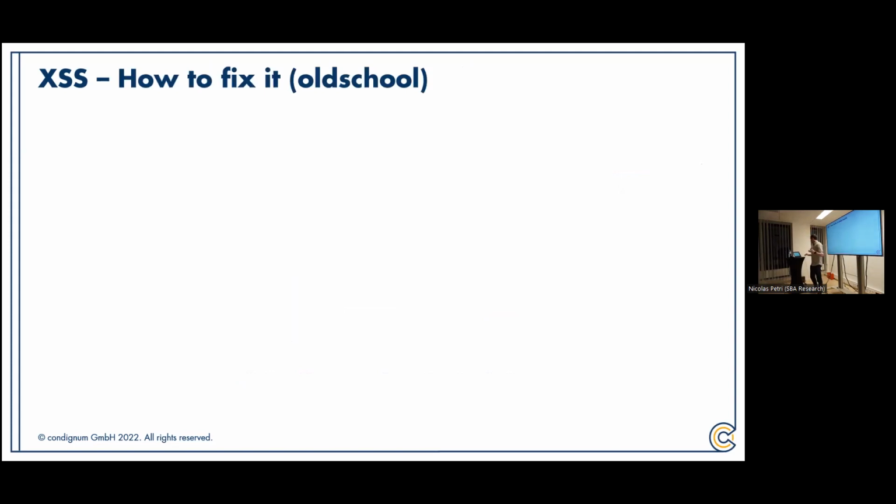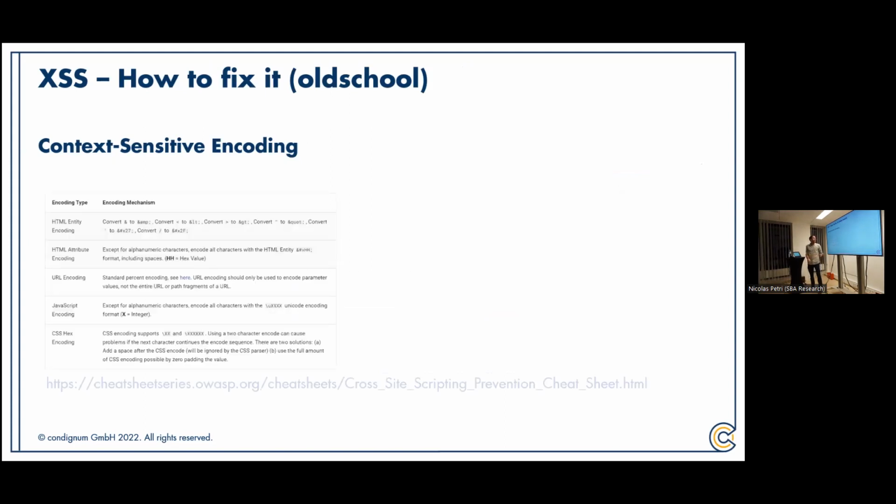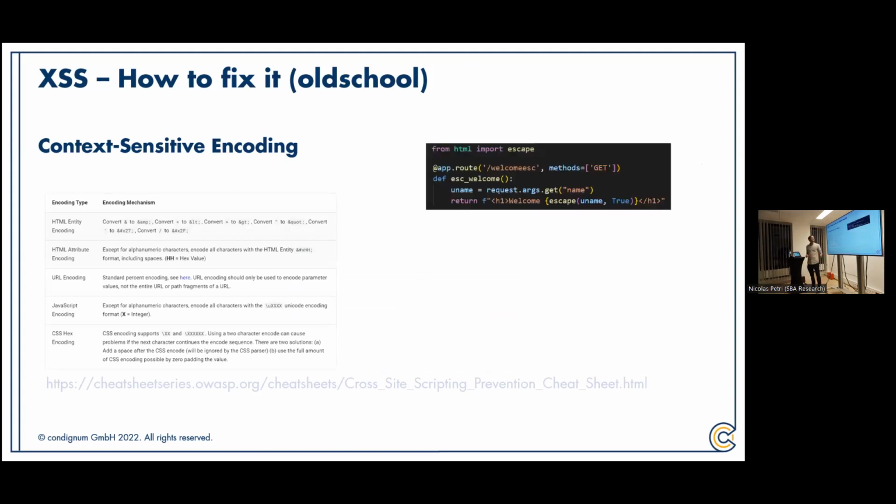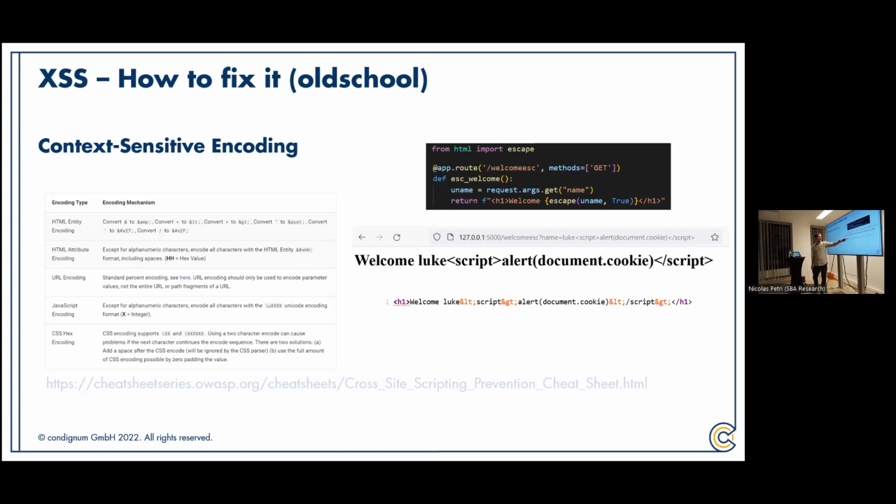How do we fix it? The old school way, either we do context-sensitive encoding, which is the strictest form. So we take all the structure elements like the backticks, all the HTML characters, and exchange them with their encoded versions. And we can do this, for example, for the HTML context with an escape function. We can just tell it, okay, please escape my username input here. And then the browser sees that this is just text. So he doesn't have to interpret any JavaScript. He just puts it out as text, and we're safe.